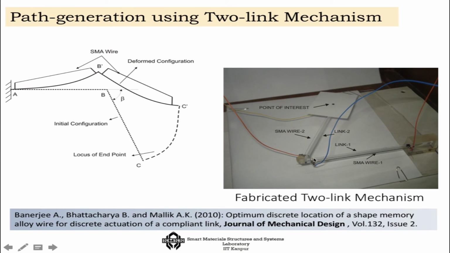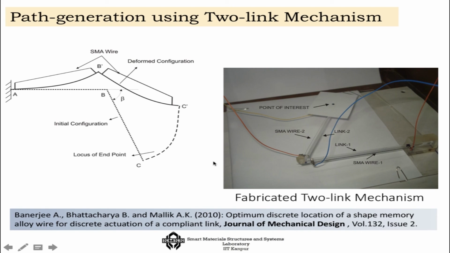So this is a fabricated 2-link mechanism where essentially 2 SMA wires are controlling the 2-link deformation, and by that it is controlling this point of interest, the topology of this point, so that it can be used for various types of manipulations, for example. This is once again reported in one of our papers in the Journal of Mechanical Design.